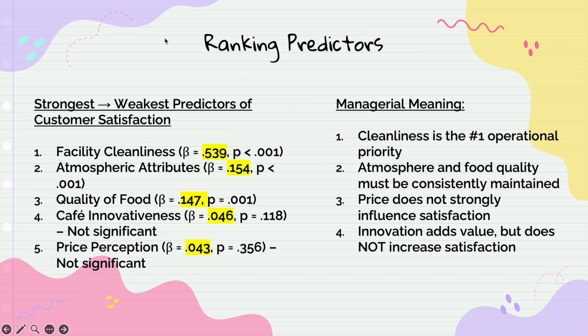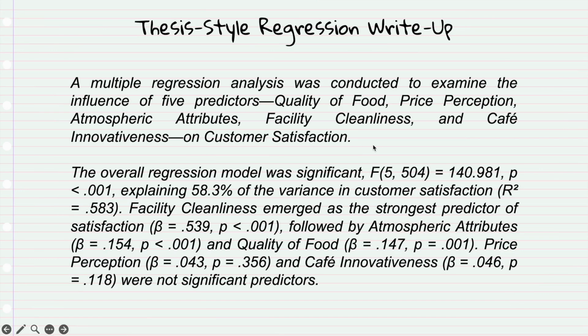So we can rank the predictors from the strongest to the weakest, and this is based on the beta value. So this ranking tells managers exactly what to prioritize operationally. The ranking is based on the beta value. The higher the beta value, the higher the ranking and the stronger the relationship. Next, I'm showing you the thesis style write-up for multiple regression analysis.